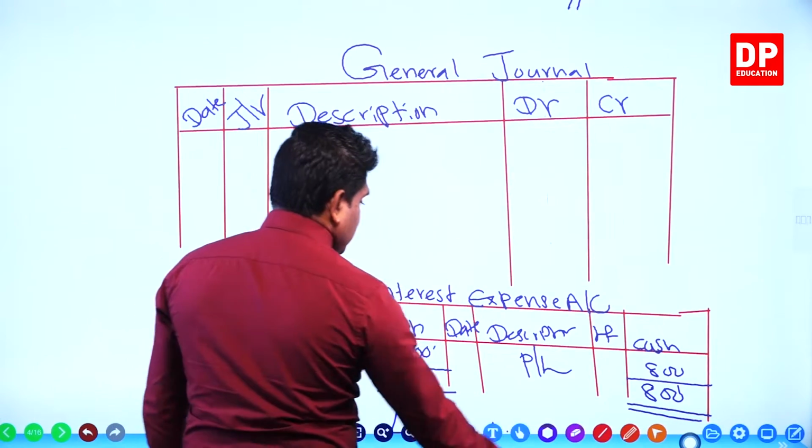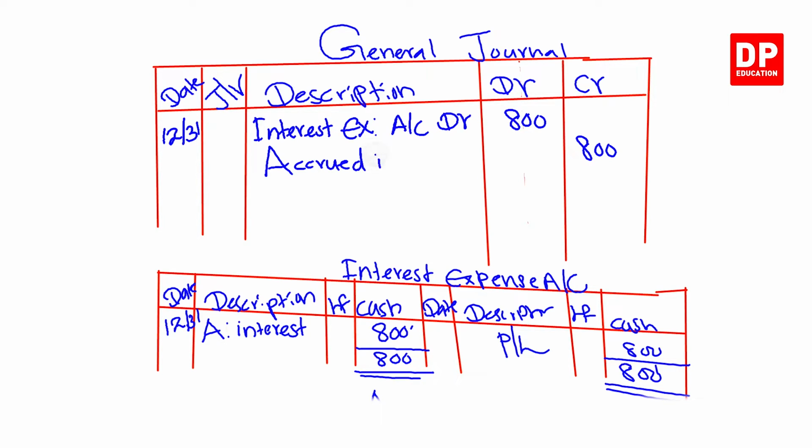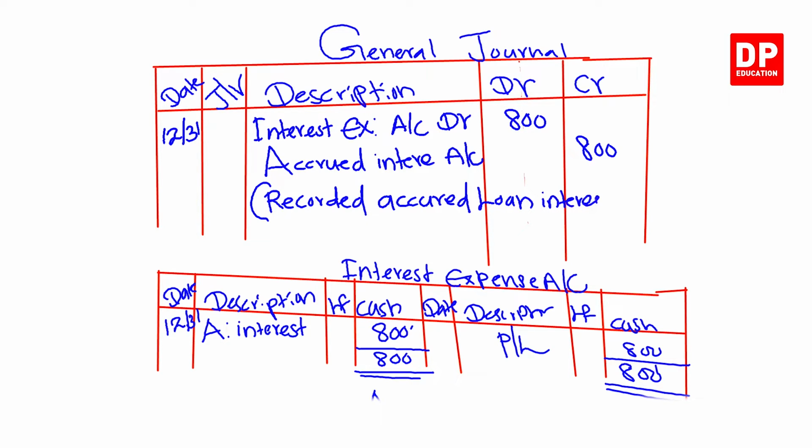Then how do you record them in the general journal? Like this, 12/31st. Interest expense account debit 800. Accrued interest account credit 800. Narration: recording of, if not recorded, accrued loan interest of 800.